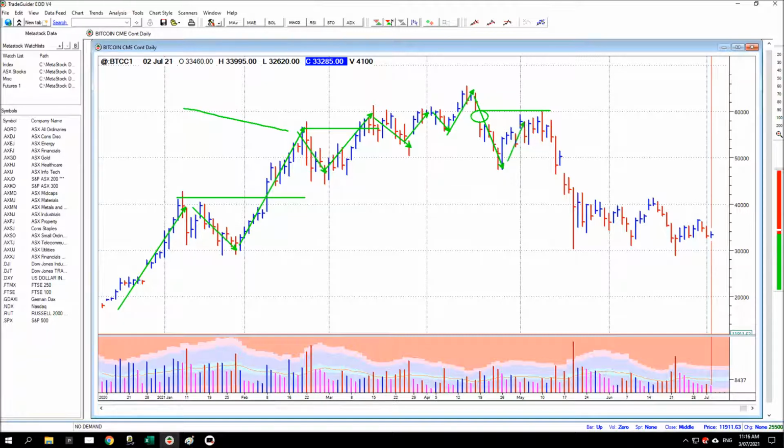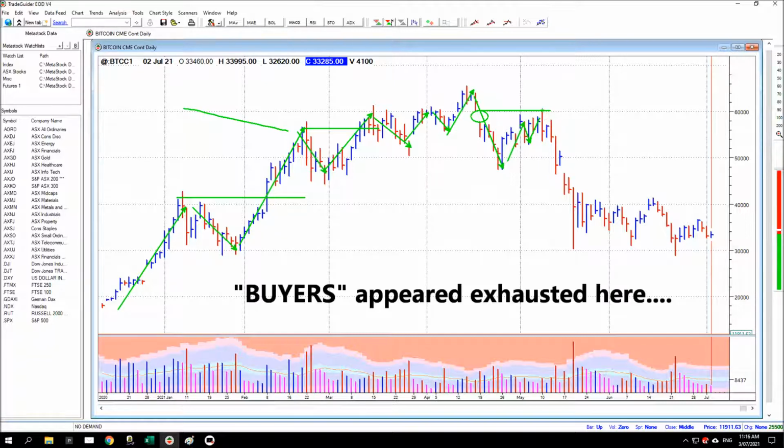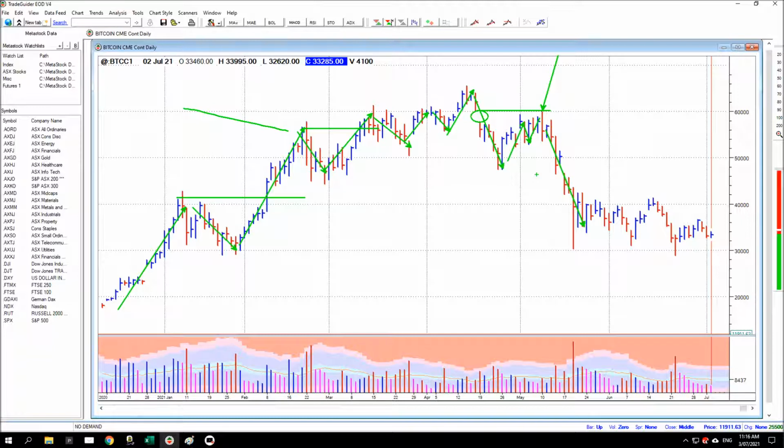And the response to that selling wave was a weak up wave that could not make new highs, a brief pullback, and then sellers appeared exhausted here. They weren't able to push price higher at all, and in response, price broke down and the change in trend was complete.